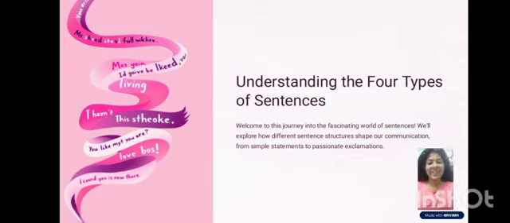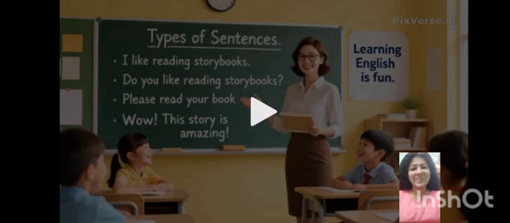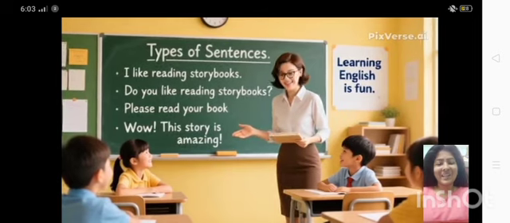Now, let's see examples of the four types of sentences, and in the later class we should be able to identify what type of sentence each one is.